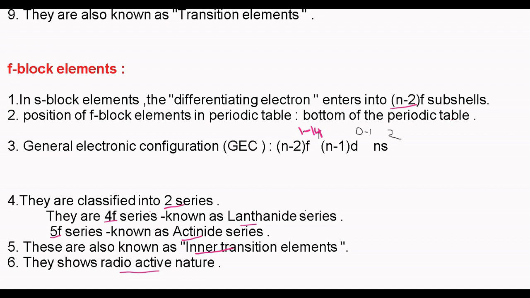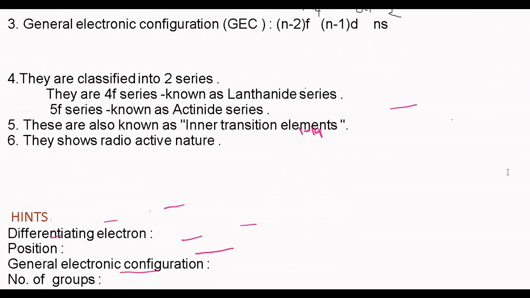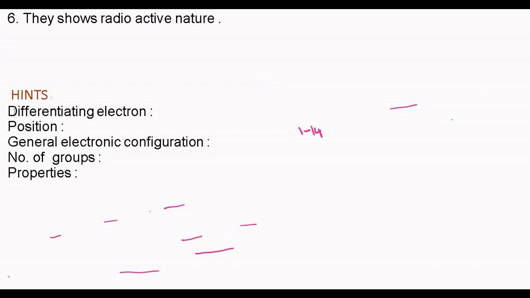Along with that, if you want to write this answer, we should keep in mind 5 hints. What are those? First one is the differentiating electron: in s, p, d, f block elements, where the differentiating electron enters. The next is the position of the s block, p block or d block elements. Next is the general electron configuration of each block. Then how many groups are present in the s block, p block, d block. And then the general properties, how they are. Mostly the first A group, s block elements, are metals, and p block are non-metals, metalloids and a few metals.